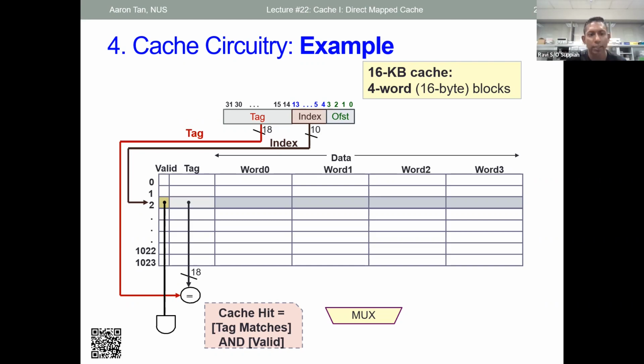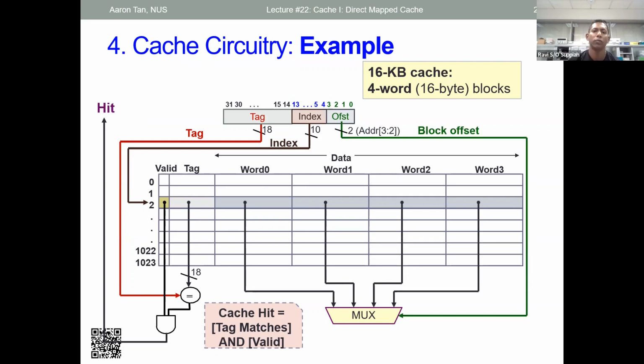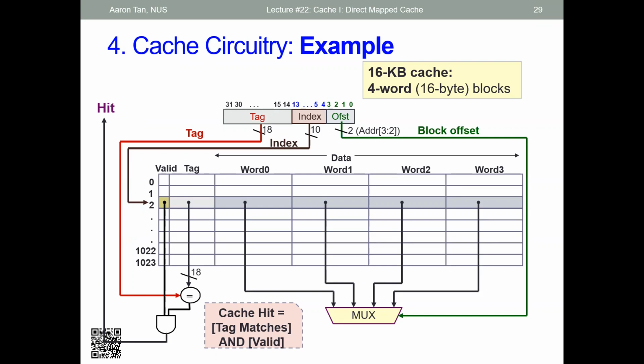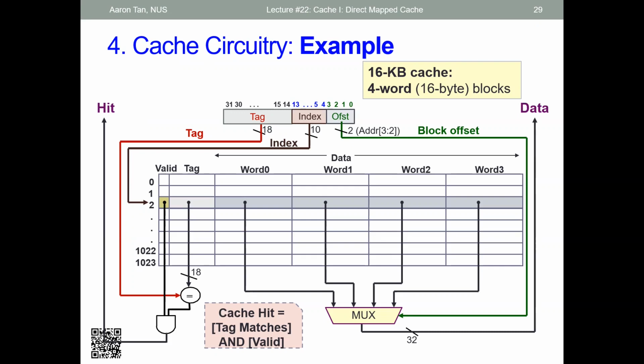If the tag matches and the valid bit is set, what does that mean? That means I have already accessed this memory block before, and it's already in my cache. So since it's already in my cache, I say it's a hit. Then I look at the offset and decide which of these 4 words I want to access, because in one block I have 4 words, but I only want to access 1 word at a time. I see.